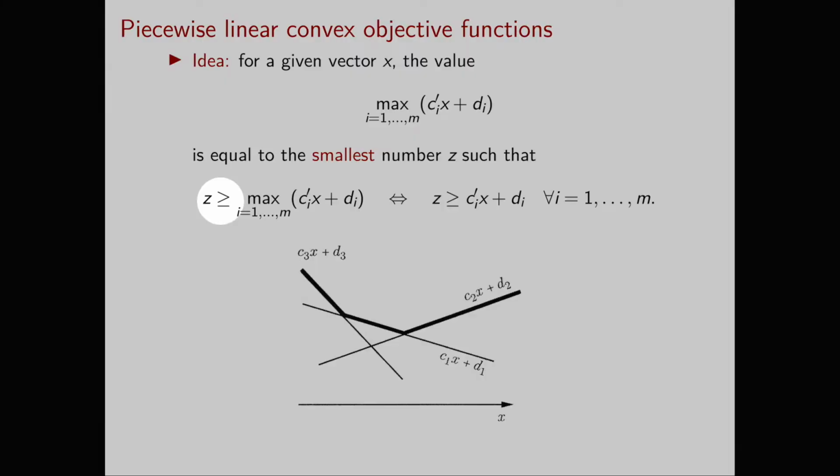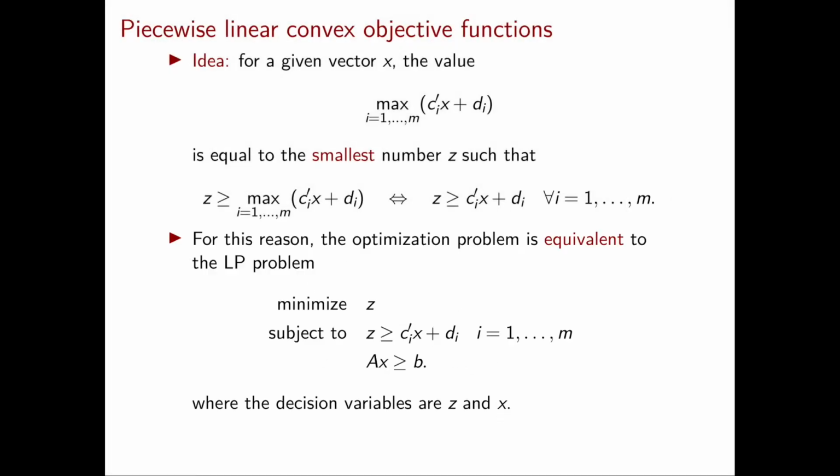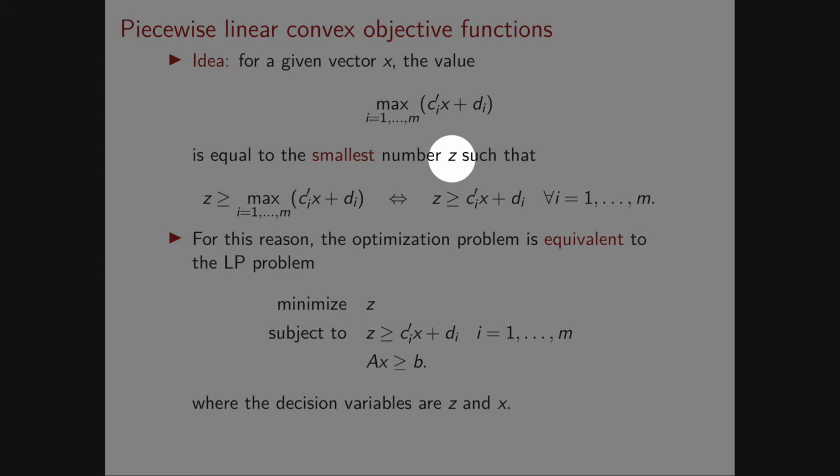But we have seen an inequality of this form before when we were discussing constraints, and we know how to rewrite with only linear inequality constraints a piecewise linear convex function less than or equal to z. How can we do that? We can replace it with z greater than or equal to ci transpose x plus di for every i that ranges from 1 to m. So we've just understood that our max is exactly the smallest z that satisfies all these constraints.